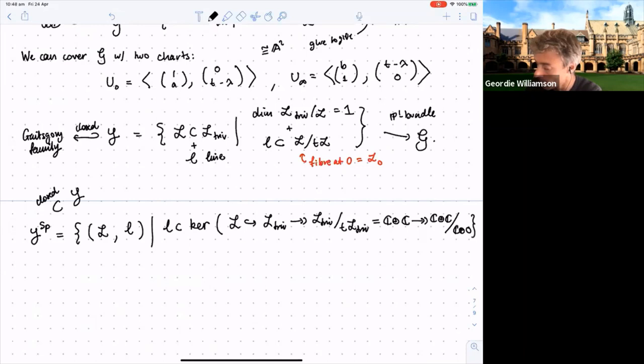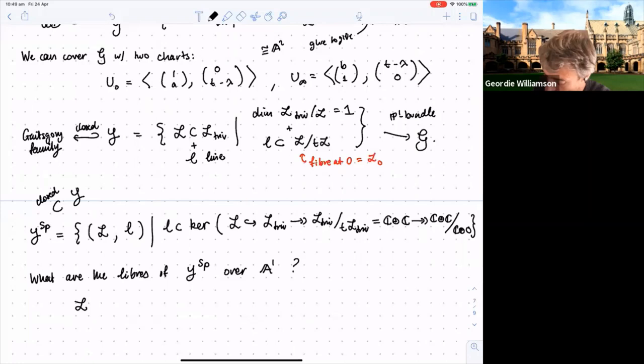So basically what I'm saying is I'm only considering those lines that map to a special line in the fiber of L triv at zero. So what are the fibers? So L, as I said before, this gives me some inclusion of L into L0 with cokernel a skyscraper.